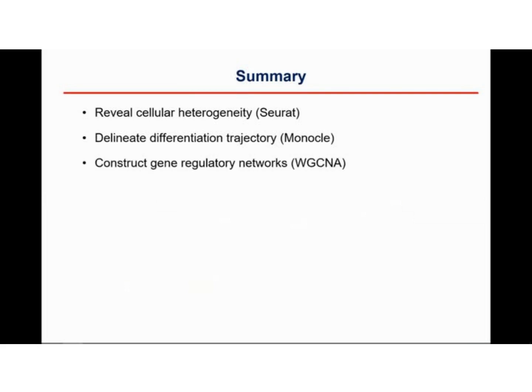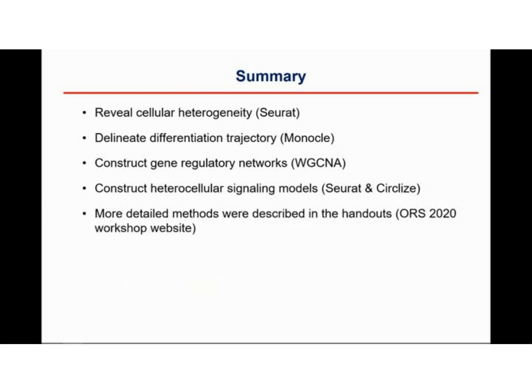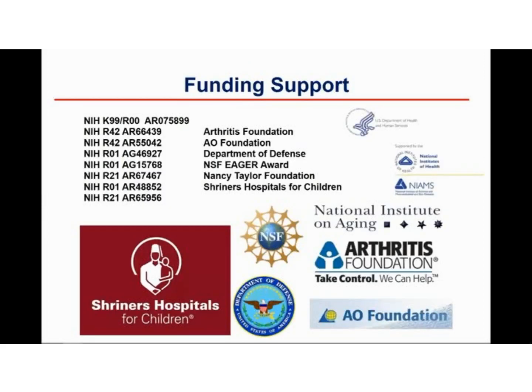Well, WGCNA allowed us to construct gene regulatory networks, and the ligand-receptor pairs, when circularized, can construct heterocellular signaling models. And the more detailed methods, including the functions I used to develop this process, are actually described in the handouts. You can find them on our ORS 2020 workshop website.